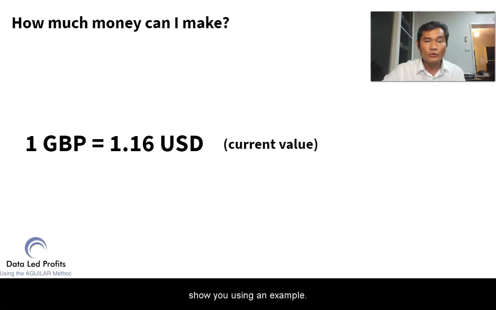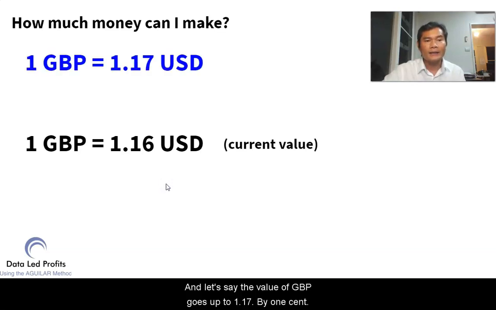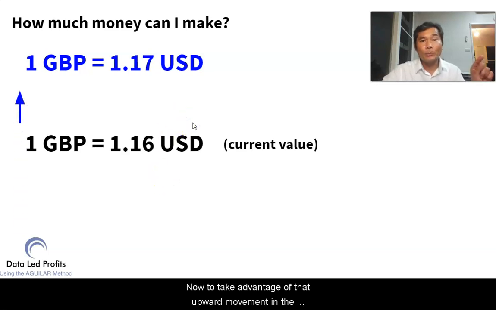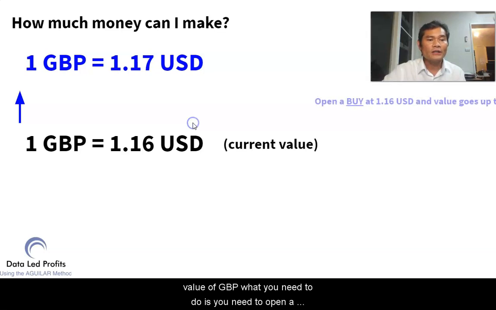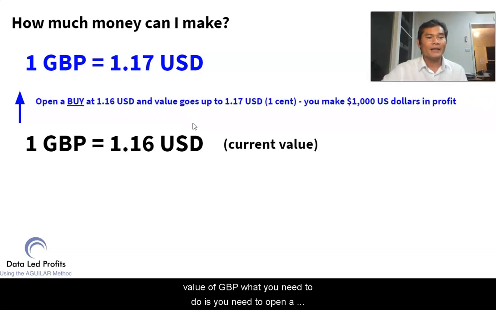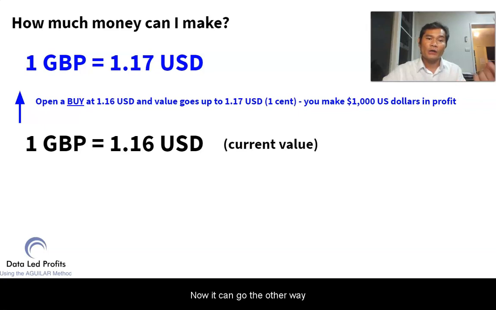Now, how much money can I make in leverage forex? Let me show you using an example. Let's say you use the same example. 1 GBP equals 1.16 USD. That's the current value. And let's say the value of GBP goes up to 1.17 by 1 cent USD. Now, to take advantage of that upward movement in the value of GBP, what you need to do is you need to open a position in the market. You need to open a buy position at 1.16 USD. And when the value of GBP goes up to 1.17 USD, which is a 1 cent movement upwards, you make $1,000 US in profit.